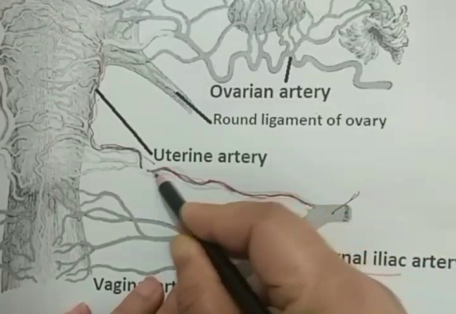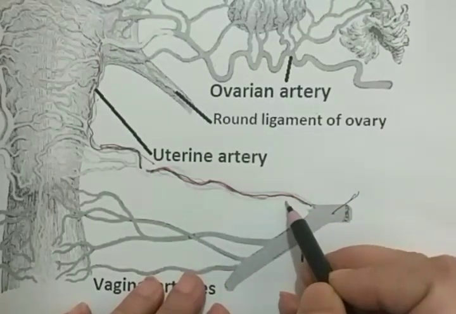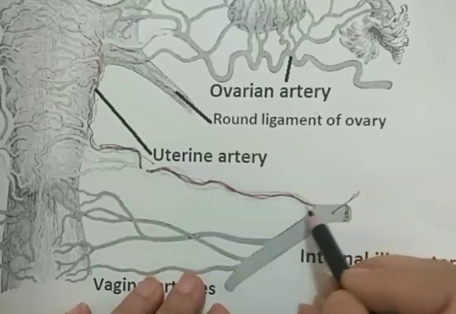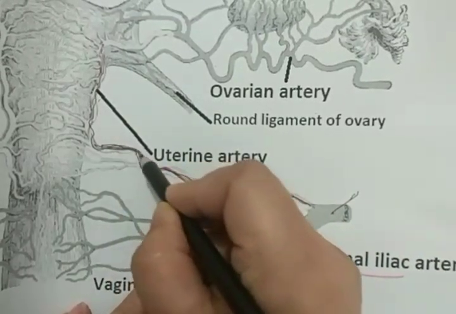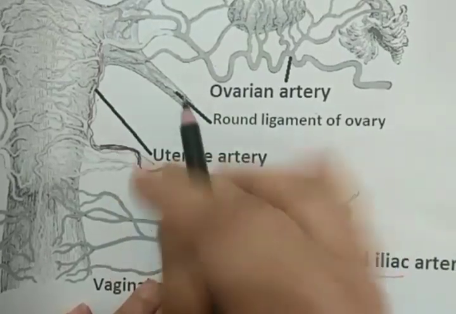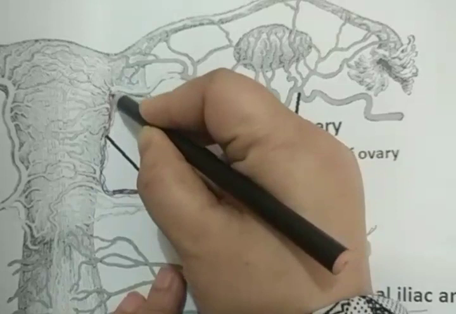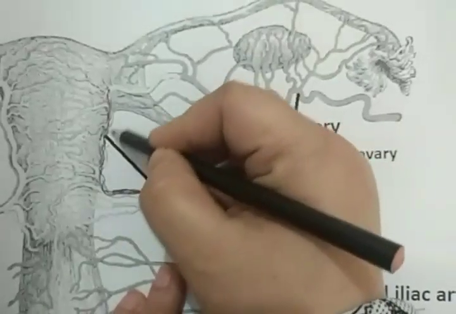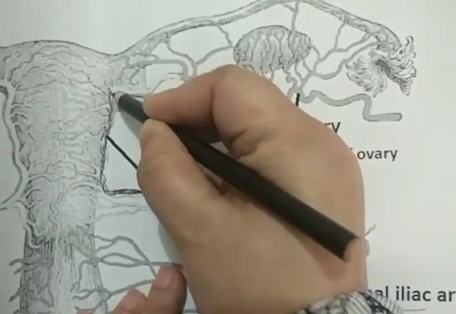Up to this portion is situated in the lateral pelvic wall, and this is the first part of the uterine artery. This part crosses in front of the ureter. This is the second part of the uterine artery. And this part, which ascends along the lateral wall of the uterus, is the third part of the uterine artery.